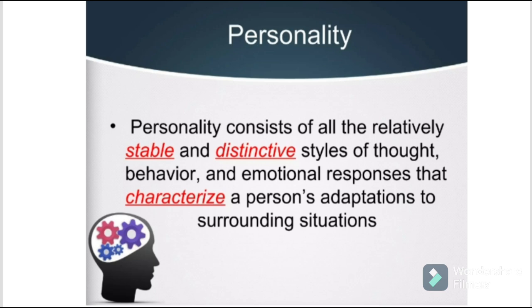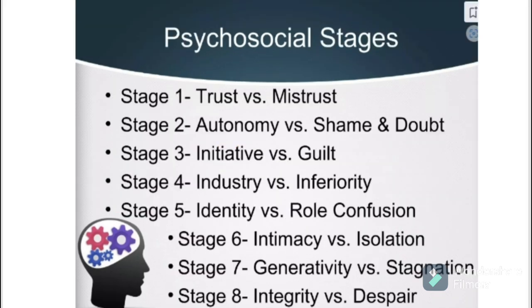So if you can see on the screen, there are 8 stages, and every stage is associated with some time period or some age. First of all is stage 1, trust versus mistrust. Stage 2, autonomy versus shame. Then initiative versus guilt, industry versus inferiority. Then identity versus role confusion.